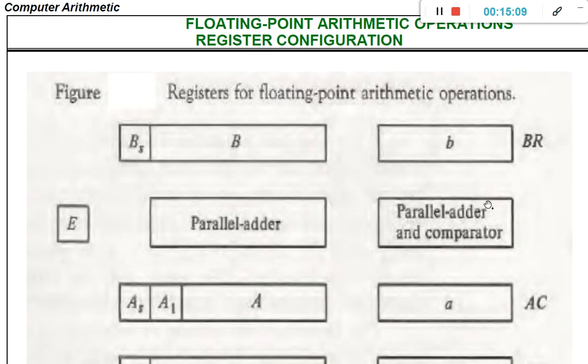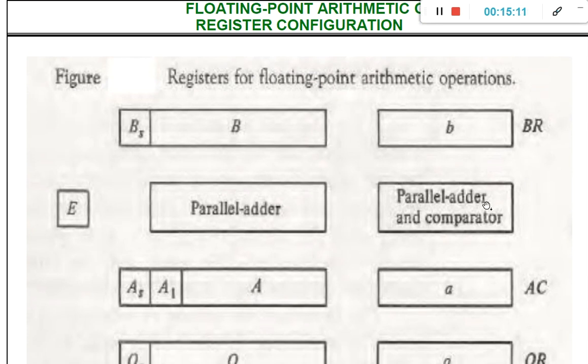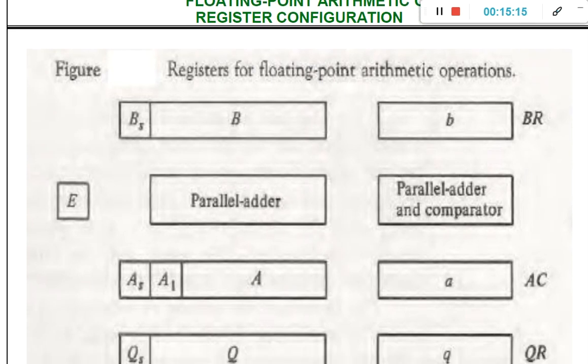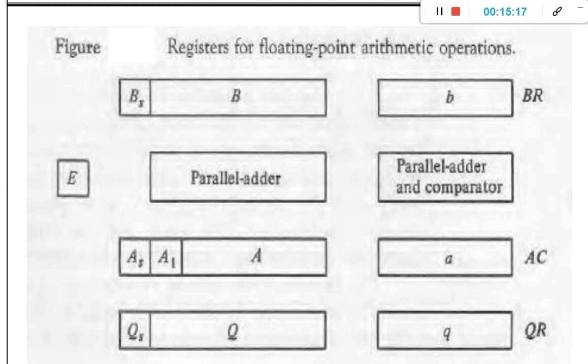First of all, we need to know the register organization, the register configuration for floating point arithmetic operations. We know the register configuration for fixed point arithmetic, that is addition, subtraction, multiplication, division. The registers required for floating point arithmetic operations will be similar. However, there is a slight difference. What is the difference? We need to know.